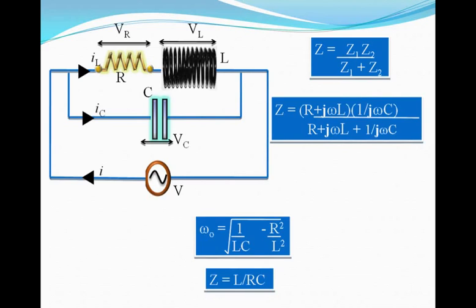Now clearly, when you substitute this expression in the expression of Z that we just wrote down, you get Z equal to L by RC. This L by RC, interestingly, is the maximum value of Z. So the weird part is that in case of series resonance, at resonance, Z is minimum. But in case of parallel resonance, at resonance, Z has its maximum magnitude. Fascinating, but this is perfectly true.